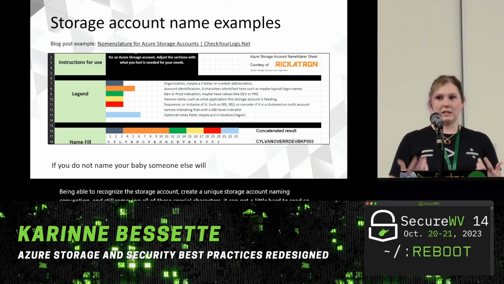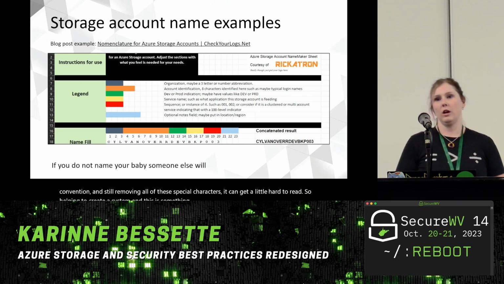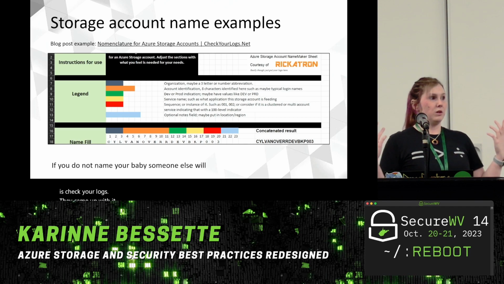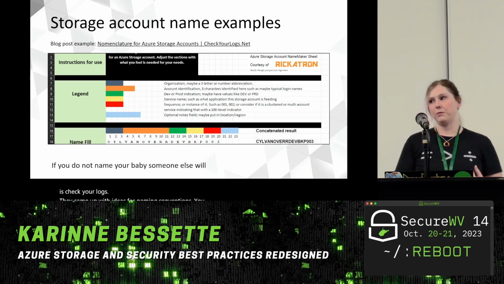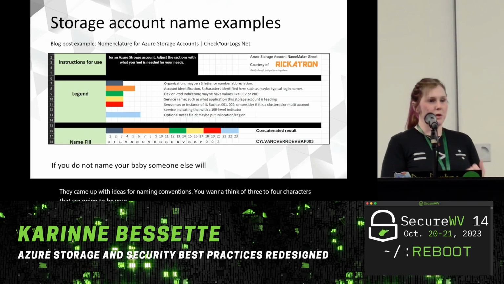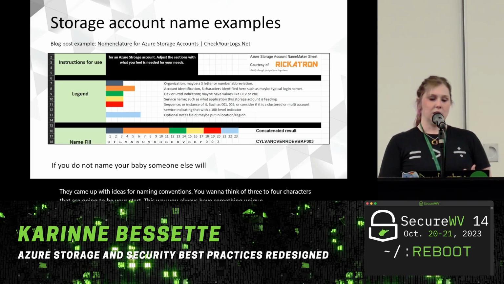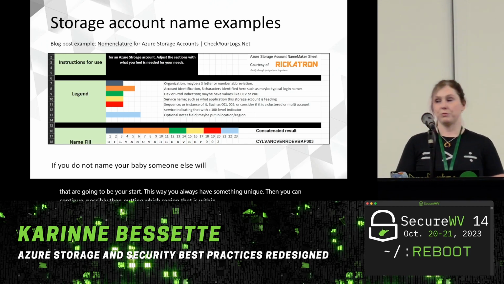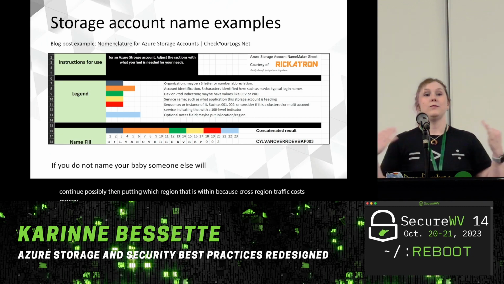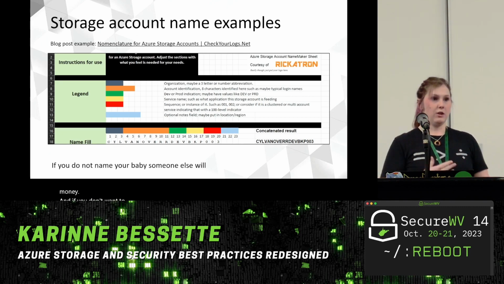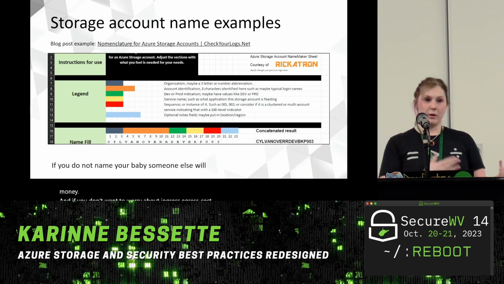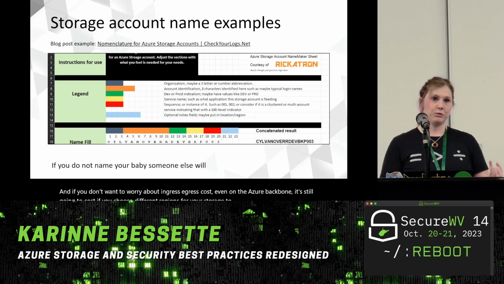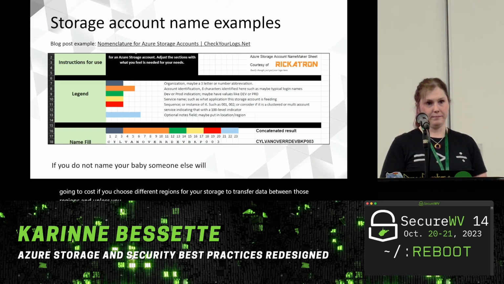So helping to create a system, and this is something that was posted on one of our partners, Check Your Logs. They came up with ideas for naming conventions. You want to think of 3 to 4 characters that are going to be your start. This way you always have something unique, then you can continue. Possibly then putting which region that is within, because cross-region traffic costs money. And if you don't want to worry about ingress-egress cost, even on the Azure backbone, it's still going to cost if you choose different regions for your storage to transfer data between those regions, unless you have a storage gateway.